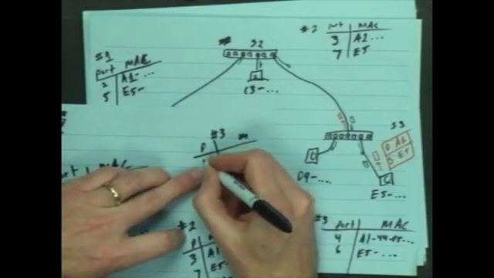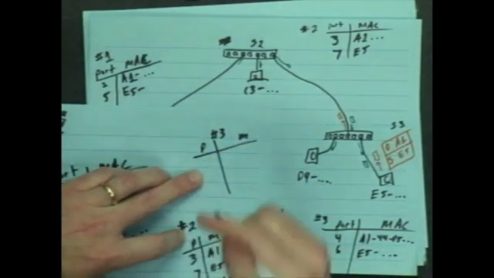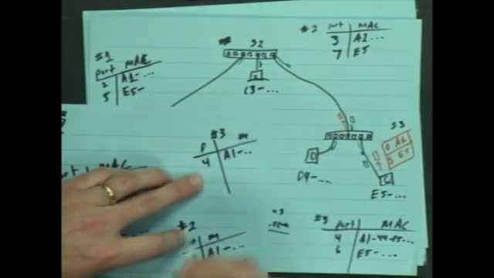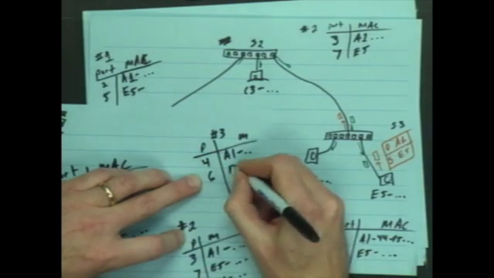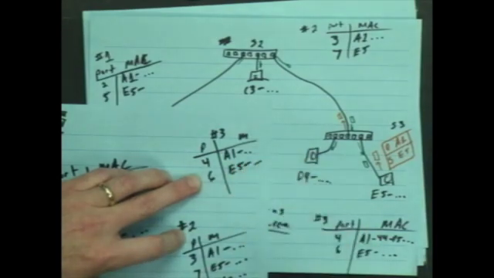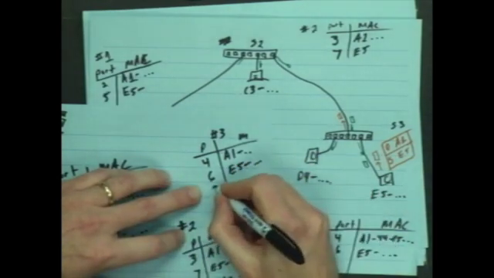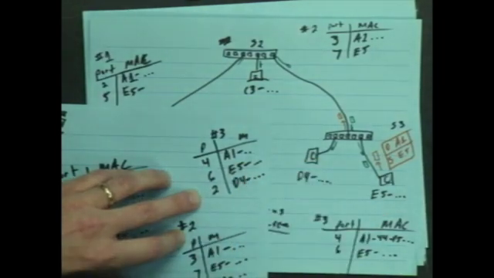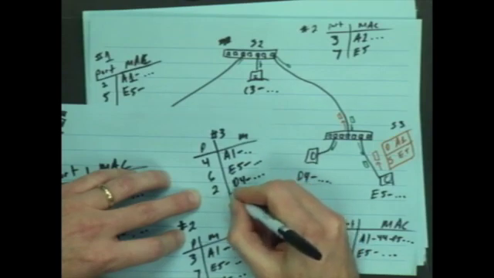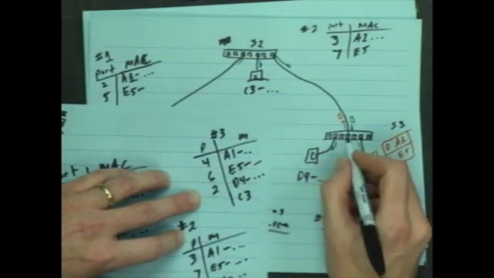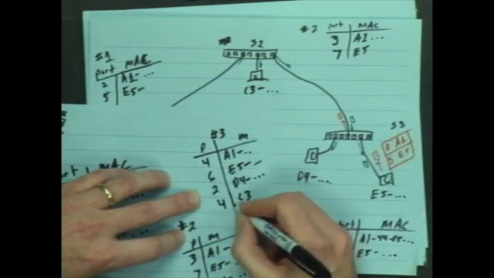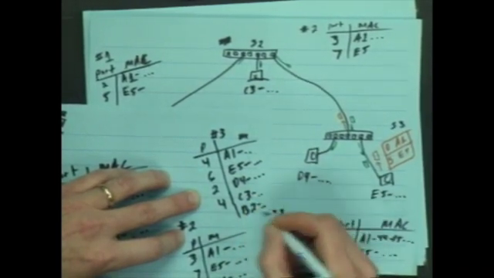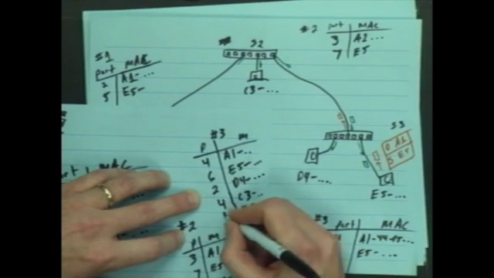Switch 3 is port 4, goes for A1. Port 6 is for E5. Port 2 is for D4. C3 is going to be out port 1, 2, 3, 4. And then B2 is out port 4 as well.